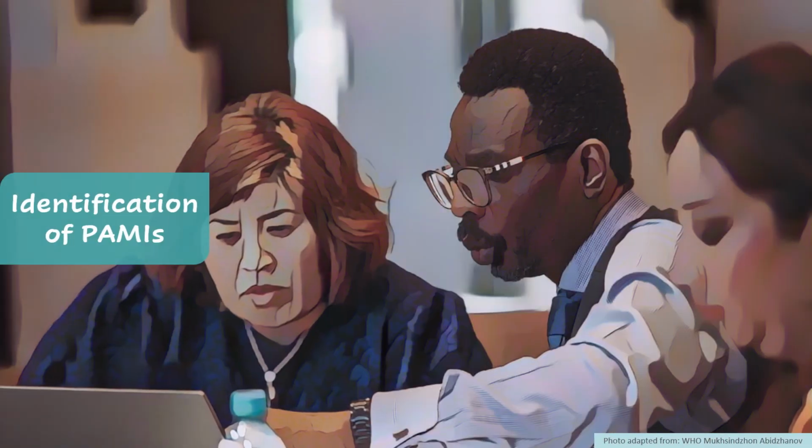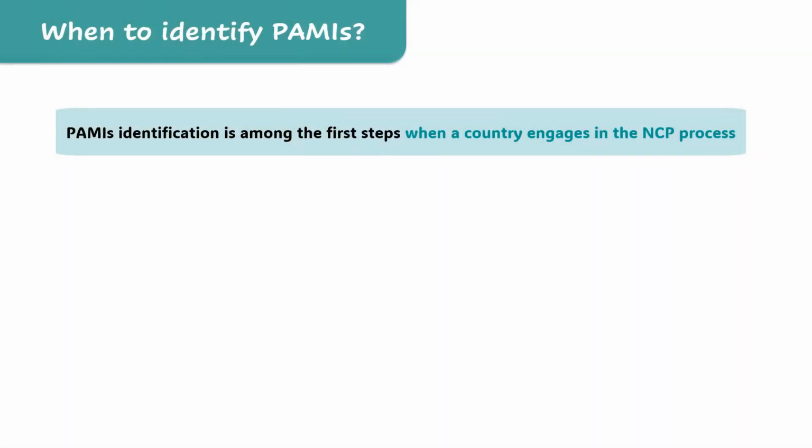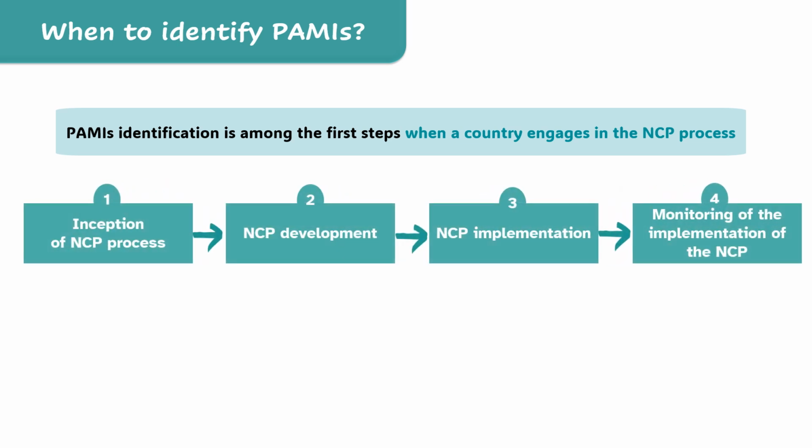Let's see when and how a country should identify PAMI. The identification of PAMIs is one of the first steps when a country engages in the development or in the update of its NCP. The NCP process consists of 4 phases. First is the inception phase, then comes the phase to develop or update the NCP, which is followed by the implementation phase that is continuously monitored.